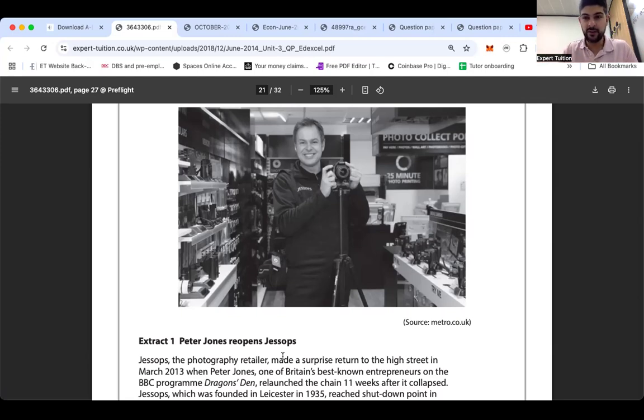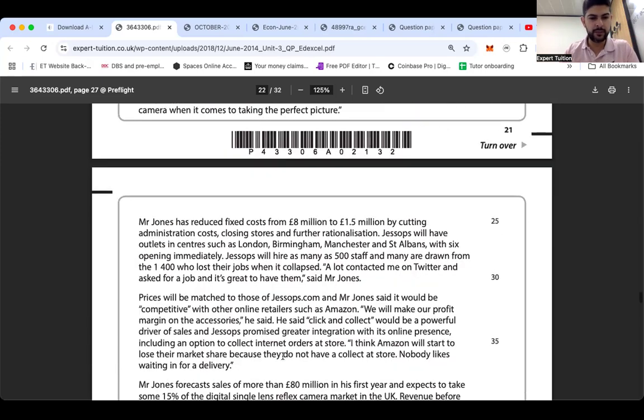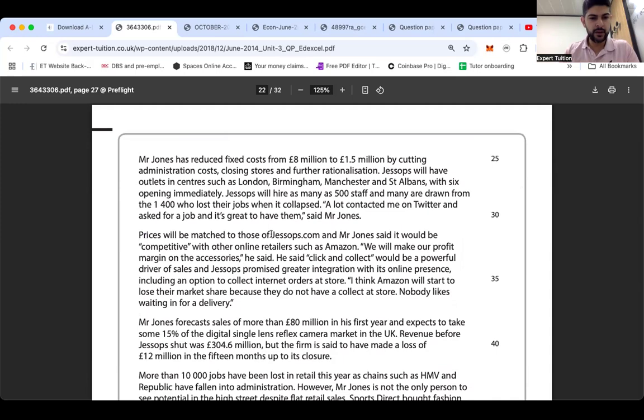Now, just in case that didn't instinctively come to you, no problem. The alternative evaluation, very straightforward, is to talk about how it doesn't make sense for them to price discriminate between online and in store. And it even says it in the data, by the way. If you read down here, it said that prices will be matched. There you go. Prices will match to those of jessups.com. In other words, the prices in store and online are going to be the same. And the reason why is because people have smartphones these days.